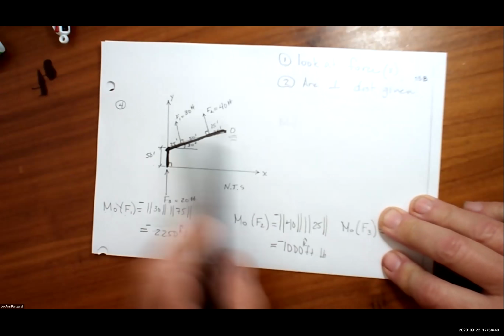F1 is creating a spin this way. F2 is creating a spin this way. And F3 is creating a spin this way. They're all creating negative spins, clockwise spins around point O.